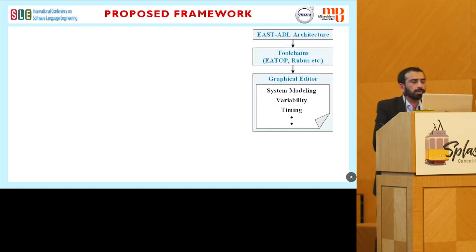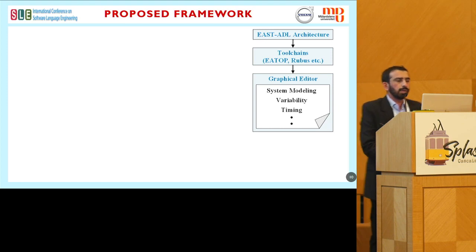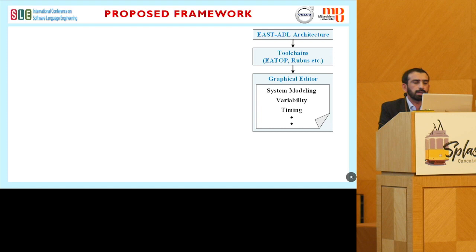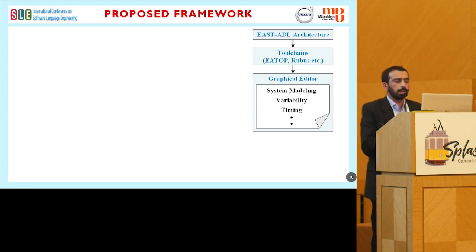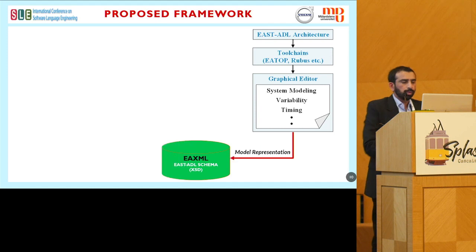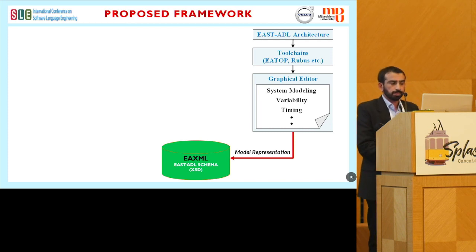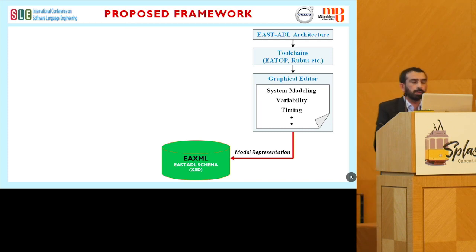So now I'm going to explain the proposed framework. This is the current situation based on the EAST-ADL architecture. Several tool chains have been developed, like EA, Top, Robust, that support graphical editors. So the system modeling can be developed using different modeling entities, using different packages like variability, timing, and so on. These models are represented in EXML to support interoperability among graphical tools.